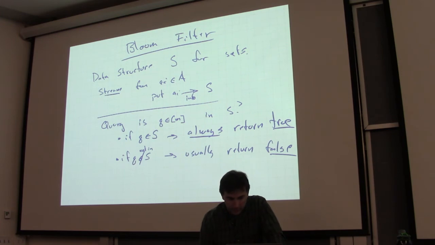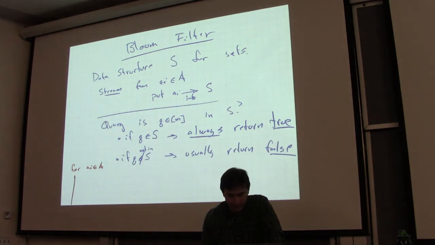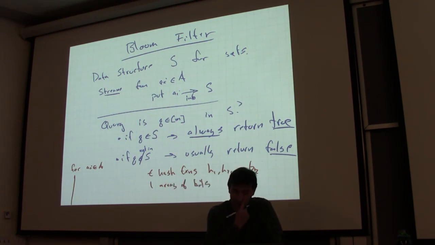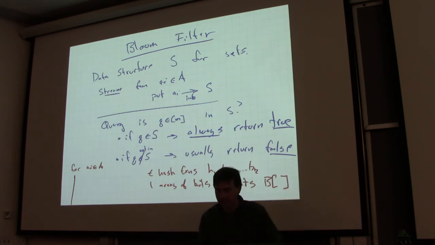So how the algorithm works: for a_i in A, this is a for loop. I'm going to have k hash functions, h_1, h_2, up to h_k. And I'm going to have one array of m bits. We'll call this b. Initially, I set b[j] equals 0 for all j.